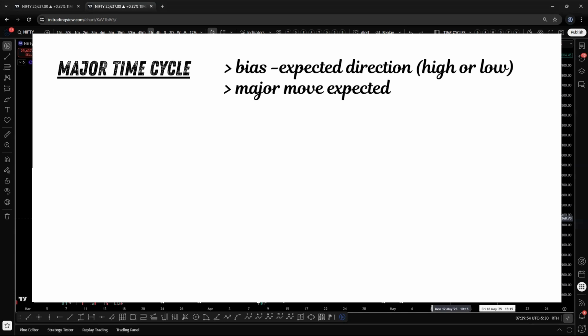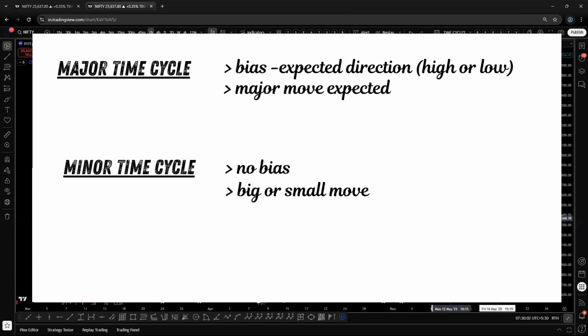Now, minor cycle. Minor cycle is something which is unpredictable. This is a small time cycle zone. We have no bias. Anything can happen here. Sideways momentum, a small one, big one. You can have a trigger, a big move in the market. It can trigger a small move in the market. Anything can happen, right? So this is how minor cycle works.